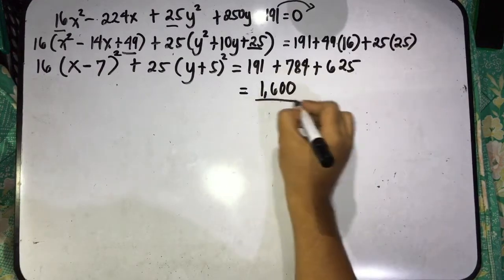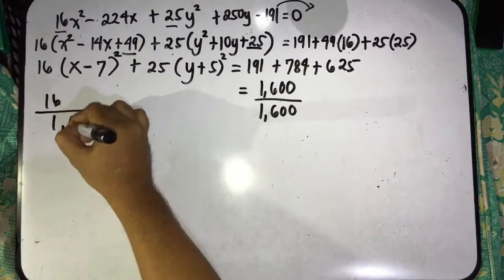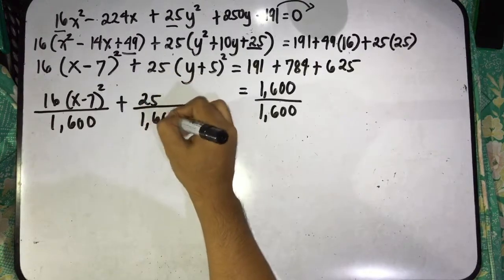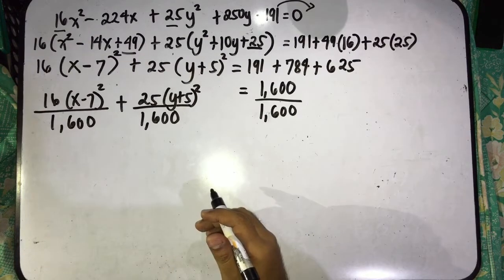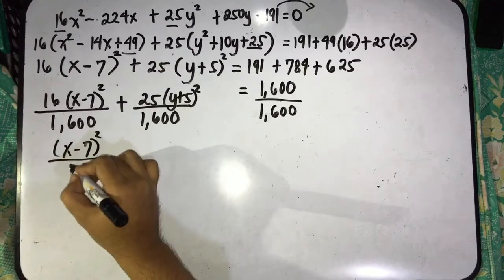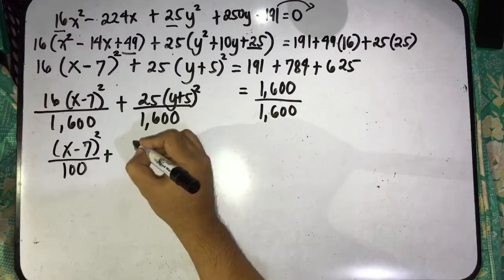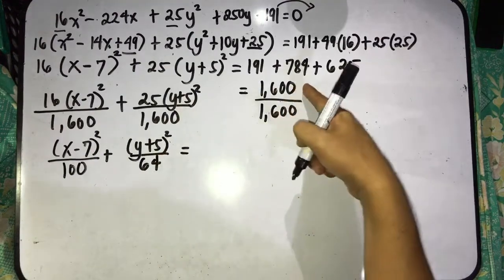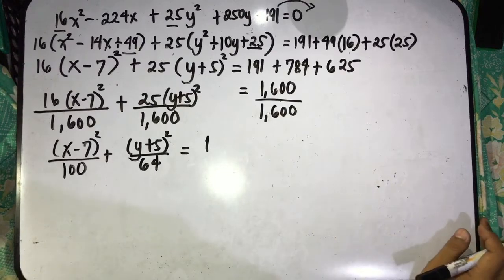So that is the right side. So therefore, we need to divide both sides by 1,600. 16 over 1,600. 25 over 1,600. Okay, so what will be the answer? 16 divided by 1,600 will give us an answer of 1 over 100. So it is now x minus 7 quantity squared over 100 plus 25 divided by 1,600 will be 1 over 64. And that is y plus 5 quantity squared is now equal to 1,600 divided by 1,600 is equal to 1. So, ganun lang siya.